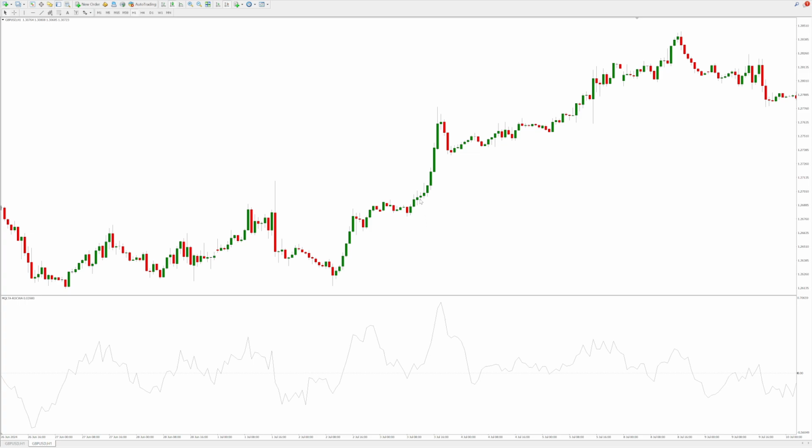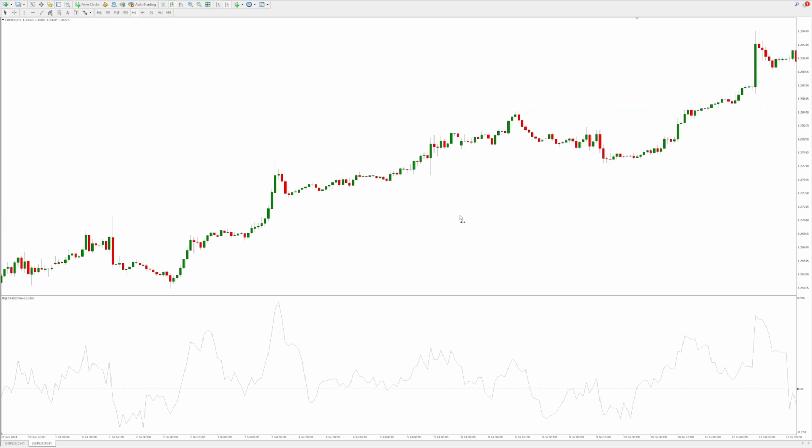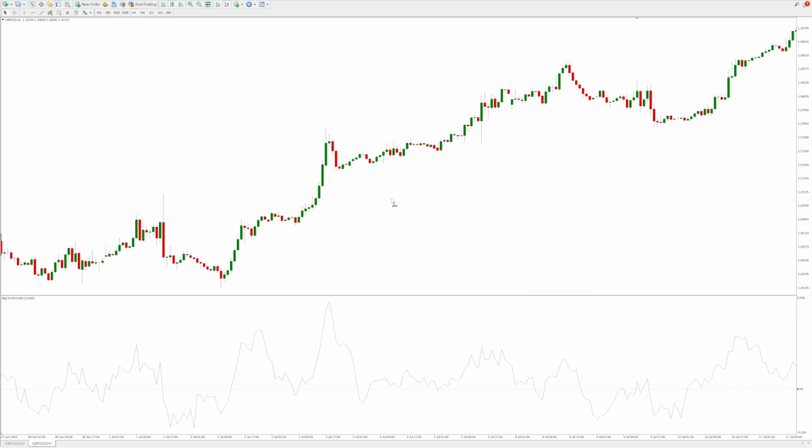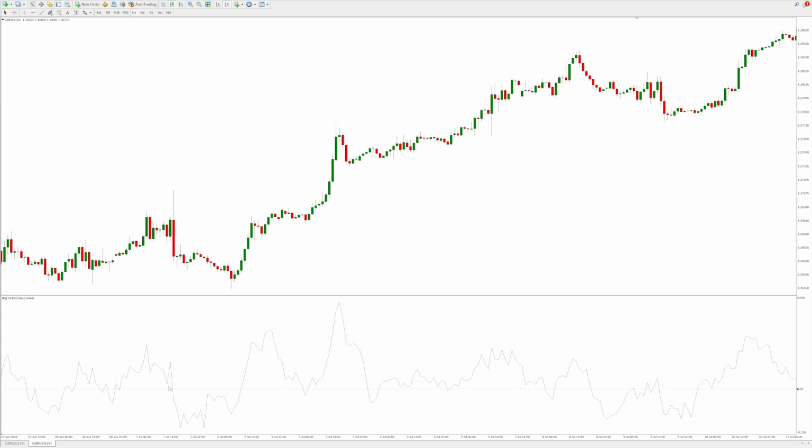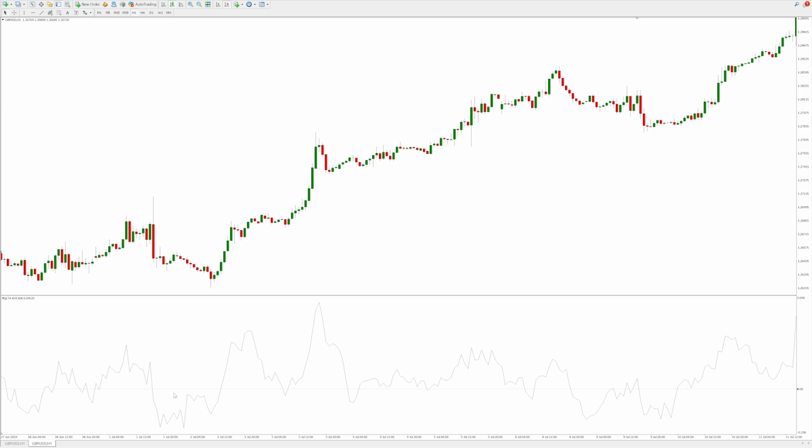If your trading platform doesn't already include the rate of change indicator, you can probably find it free online and add it to your platform. So just a quick overview of the indicator and how to interpret it. Basically anything below the zero line is considered a selling market. Anything above the zero line is considered a buying market.